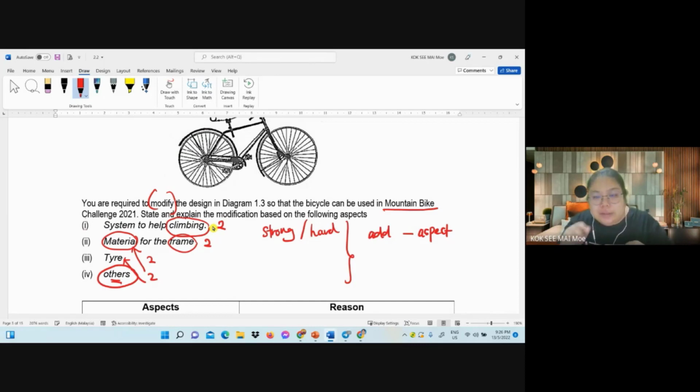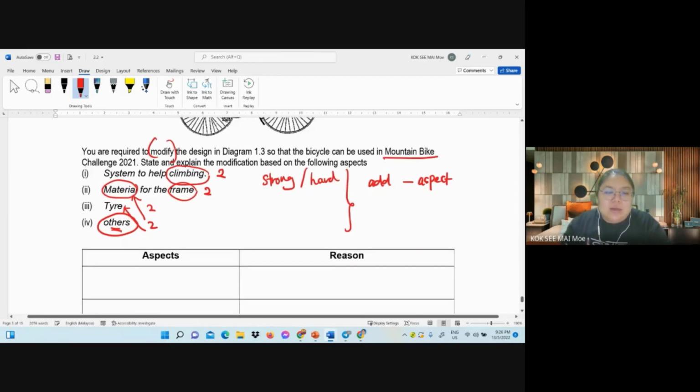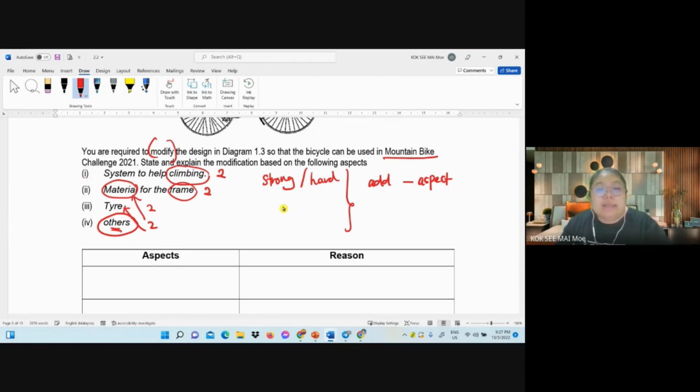Okay, so from here you see normally the general answer. System to help climbing. Climbing is surely a slope, the slope area, so on the slope area normally they want to put a brake. The brake must be very strong. From here they say having, first one, the gear. A gear means you can control. You want slow, you want fast, you can control by the gear.